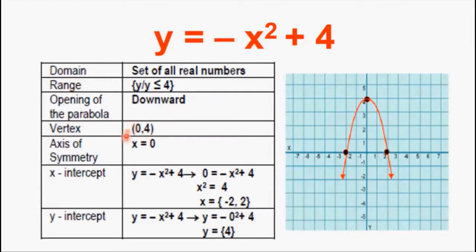The opening of the parabola is downward kasi negative nga ang ating a. The axis of symmetry is at x is equal to 0. And ito rin yung value ng ating h. So dito sa example na to, we have 2 x-intercepts. So sa negative 2 and positive 2 dahil tumawid ang ating parabola sa x-axis dito sa dalawang point na ito.